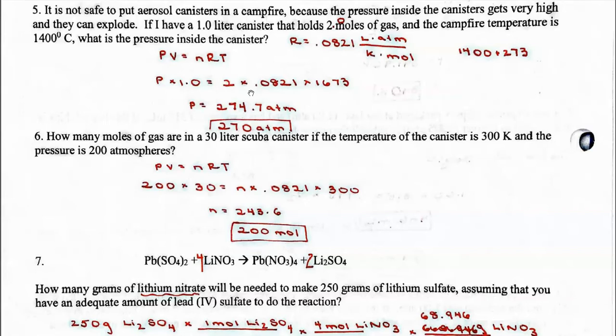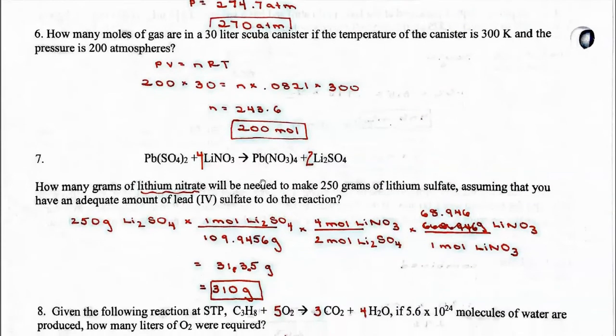Okay? And then your answer should be 274. It should only have 2 sig figs because this is supposed to be 2.0 moles, so I get 270 atmospheres. Problem 6 is the exact same thing, except you don't actually have to convert because I gave you all the units you're supposed to have. I gave you Kelvin, liters, and atmospheres. Now you just solve for n.